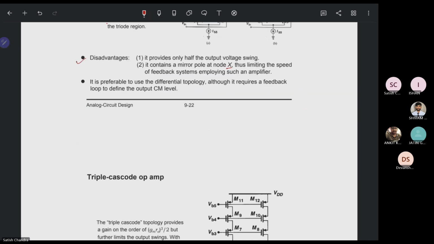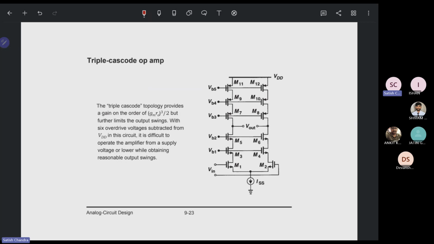It is preferable to use a differential topology, although it requires a feedback loop to define the output common mode level. This is a triple cascode op-amp, where the triple cascode topology provides a gain on the order of gm r0 to the power 3 by 2, but further limits the output swing, with 6 overdrive voltages subtracted from VDD in the circuit. It is difficult to operate the amplifier from a low supply voltage while obtaining a reasonable output swing. This is nothing but a triplet of the cascode op-amp.